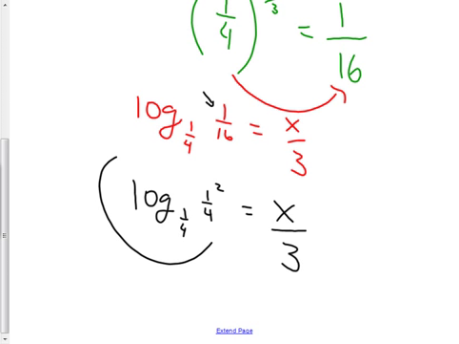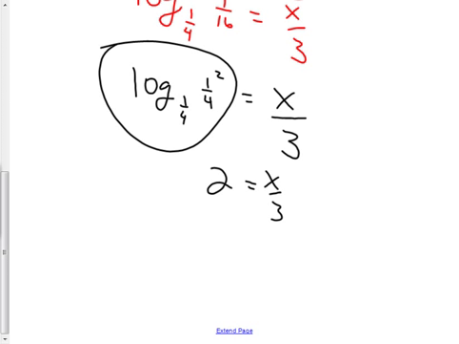Because now what's this whole side over here? 2. And now it's 2 equals x over 3, and if you can't solve that, we got to move you back to class. So 6 equals x. Finis.